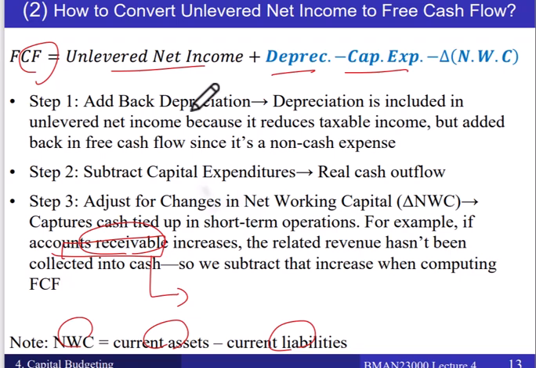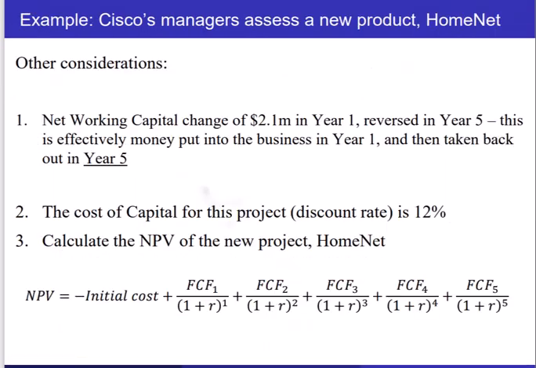subtract it. Anyway, I explained everything about this during the lecture, and I also emphasized that this is not an accounting course, so you're not supposed to compute each element of net working capital to get this number. I will give you this number directly in the exam. Something like this: there will be a net working capital change of 2.1 million, an increase in year 1, and this will be reversed in year 5. So you need to subtract 2.1 million in year 1, and you have to add back 2.1 million in year 5. And then the cost of capital for this project is given as 12%.